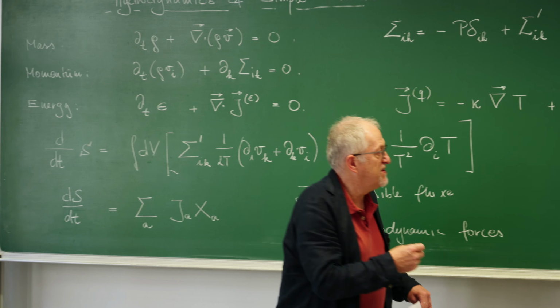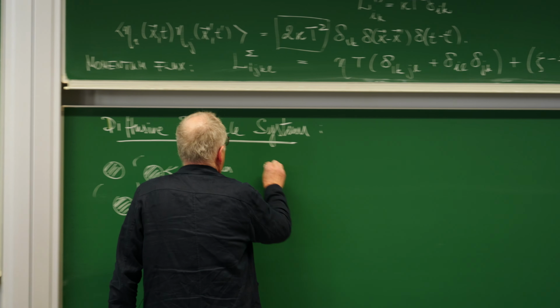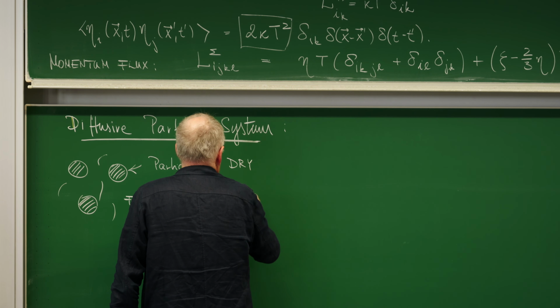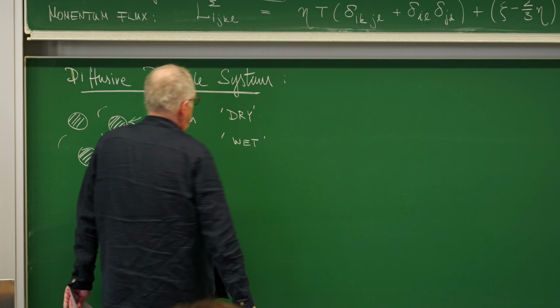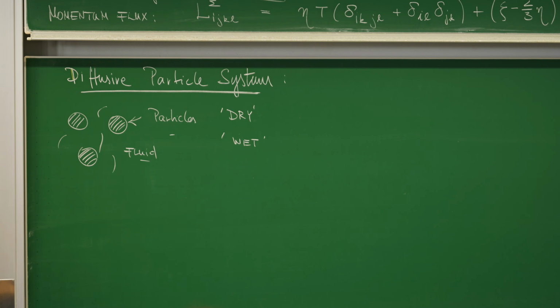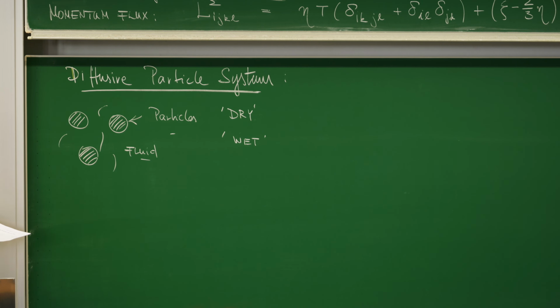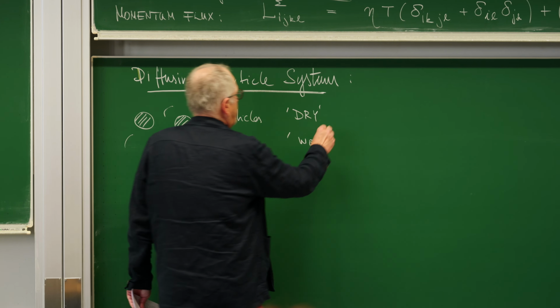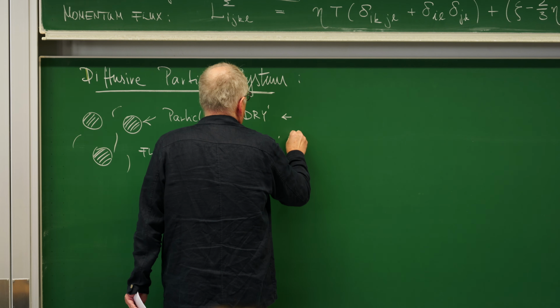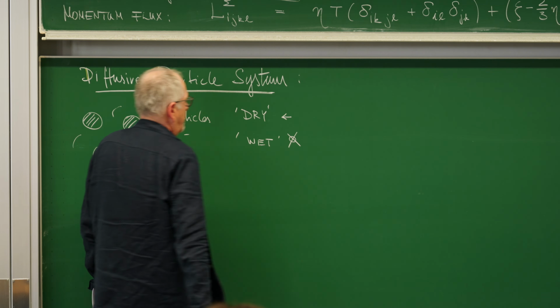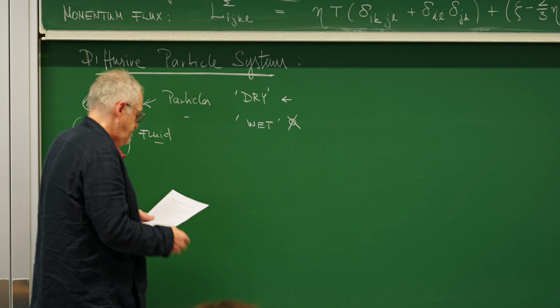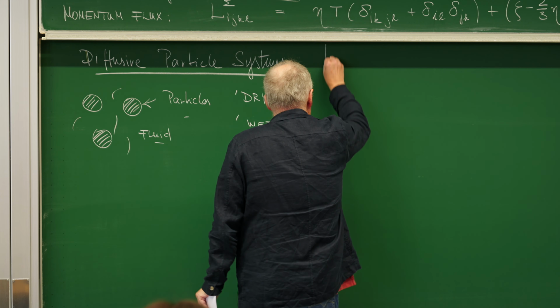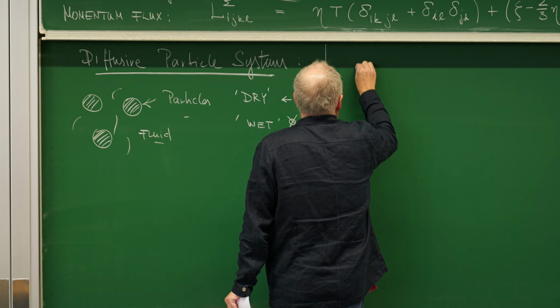Okay? And let's look at this first. So you can either say this is a dry system or a wet system, which basically means that you consider Brownian motion with damping, or you take the fluid seriously. And we will do both. I will start with that case first, and then after the break, we go to the wet system. Okay, so let's start with the dry system first.